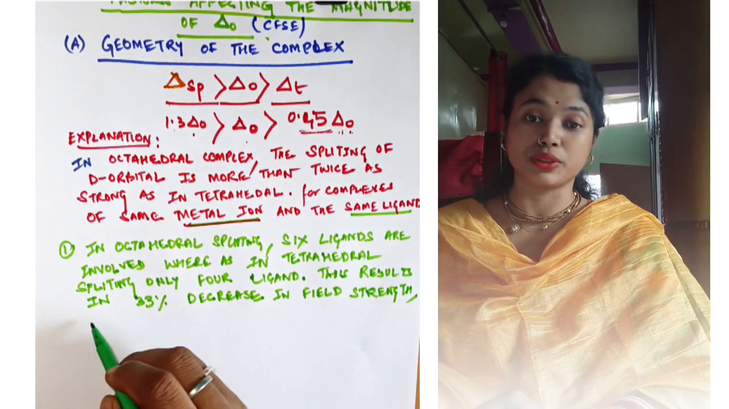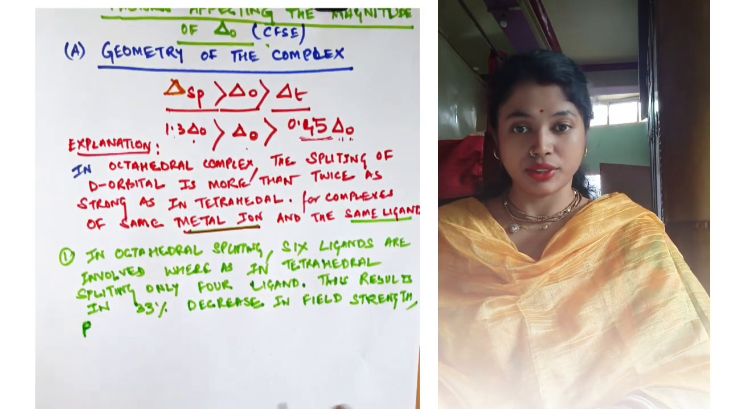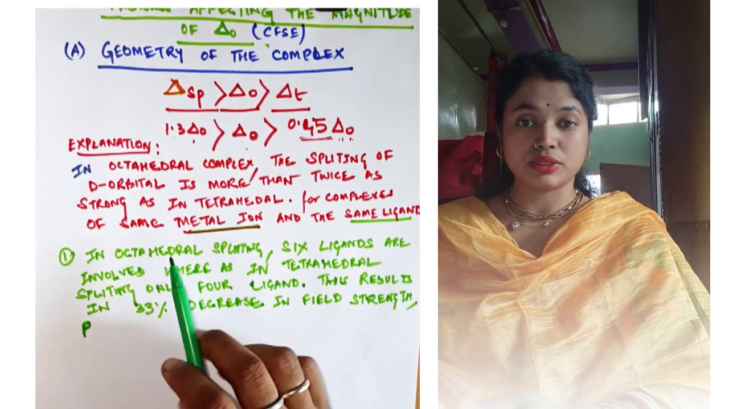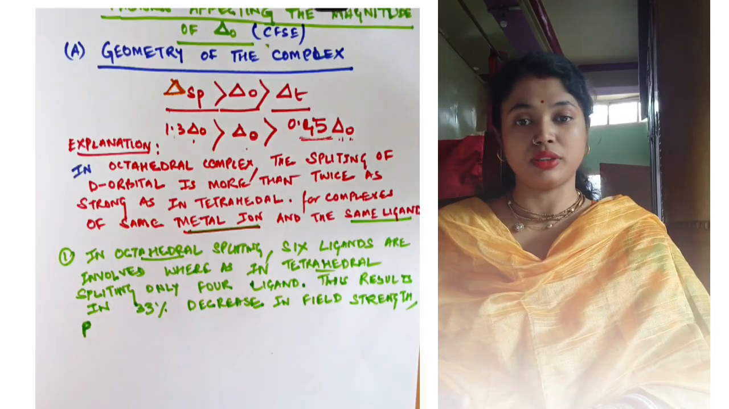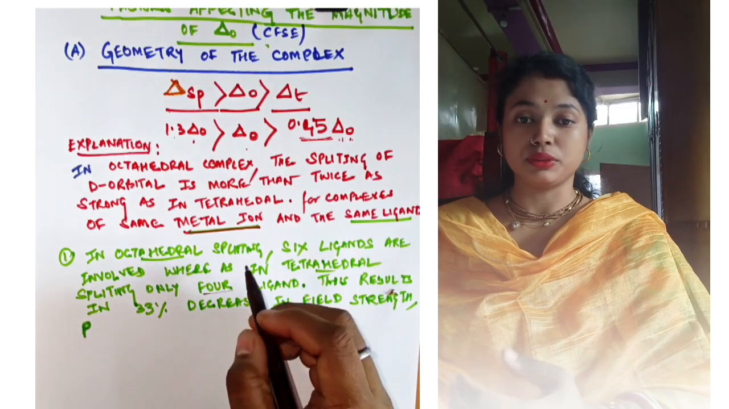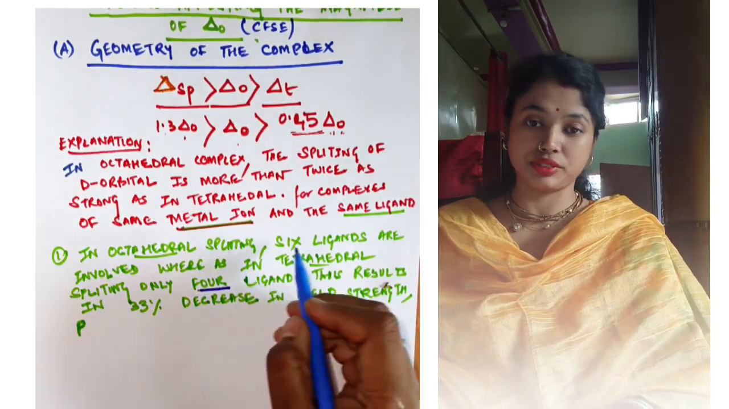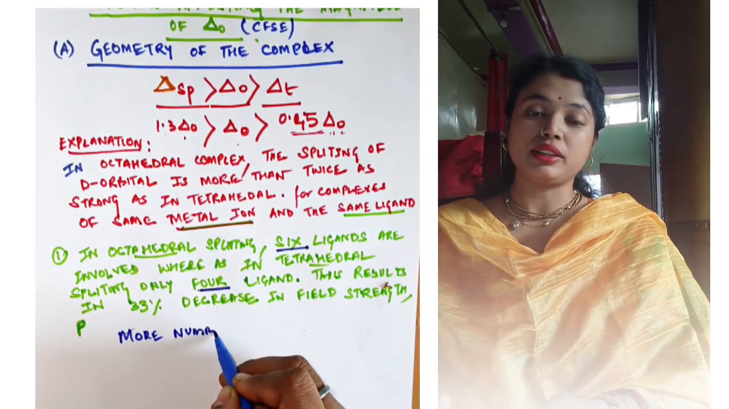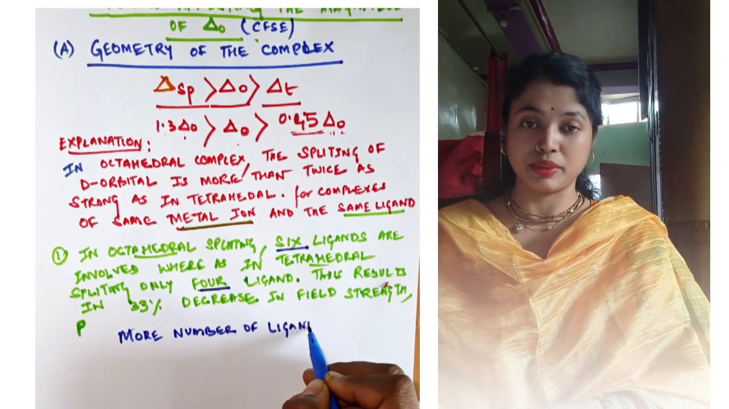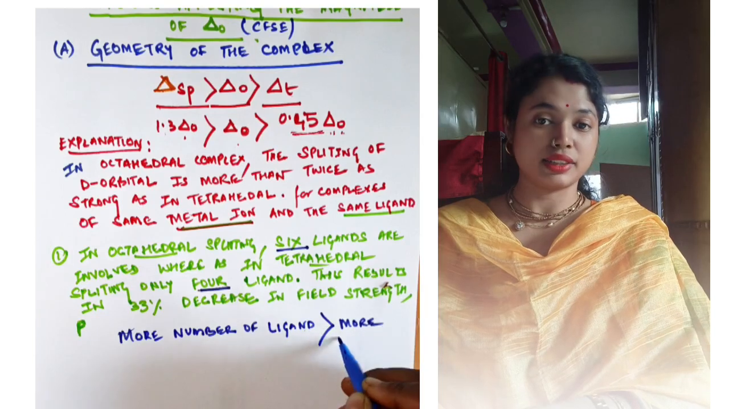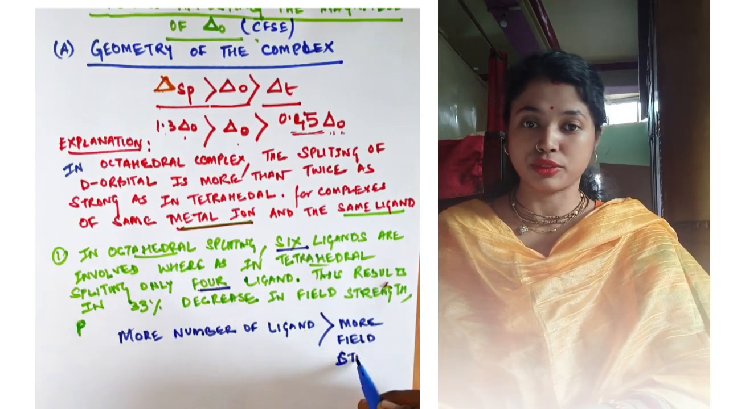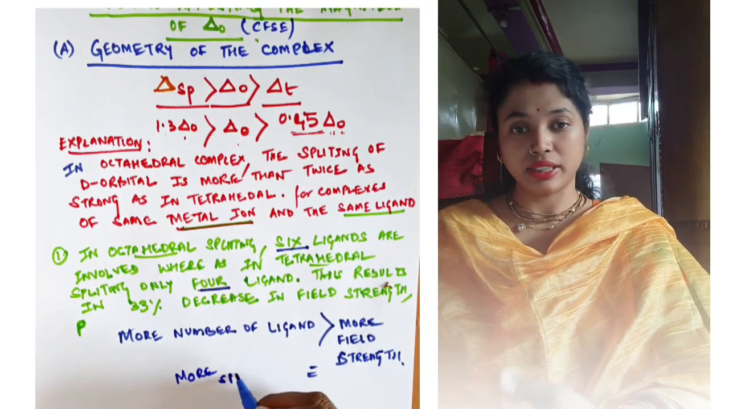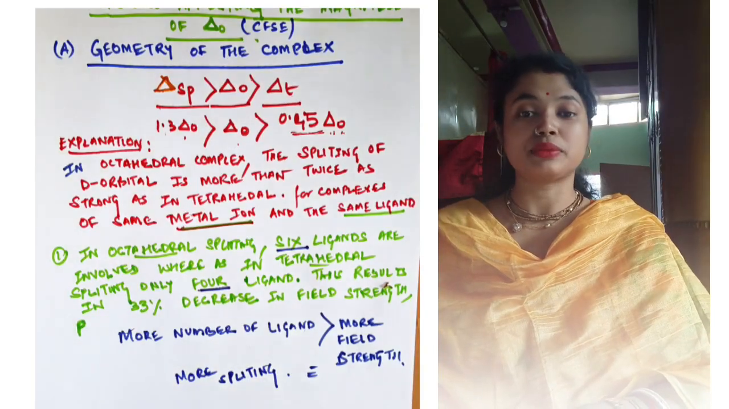It means that, provided all other factors remain constant, because octahedral splitting has 6 ligands and tetrahedral splitting has only 4 ligands, the more the number of ligands, with the same metal ion and same ligand, the more the field strength, which is equal to more splitting.